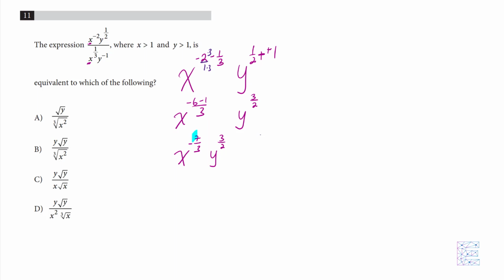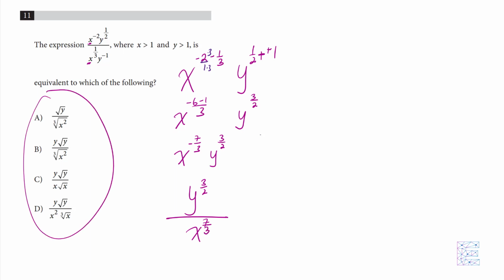Please remember that we are not allowed to have negative exponents, so we have to fix that, and fixing this is super simple. You simply move whatever has the negative exponent to the bottom if it's on top, or you move it up if it's on the bottom. So to fix this, it's just going to be y raised to the 3 over 2 divided by x raised to the 7/3.